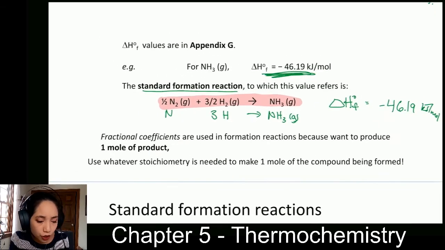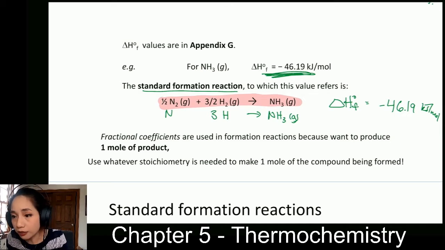And then I have some notes here. So fractional coefficients are okay here because we need to produce 1 mole of product. That's the definition of enthalpy of formation. It's the energy required to make 1 mole of that product. So use whatever stoichiometry necessary to make sure you're only making 1 mole of that compound.